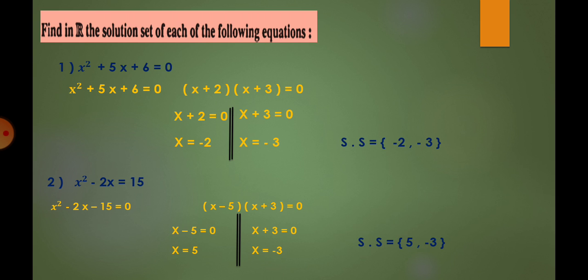What does it mean, the solution set equals {5, -3}? What does it mean, the two roots? Here, if we substitute in the equation x = 5, the result equals 0. And if we substitute x = -3, the answer equals 0.